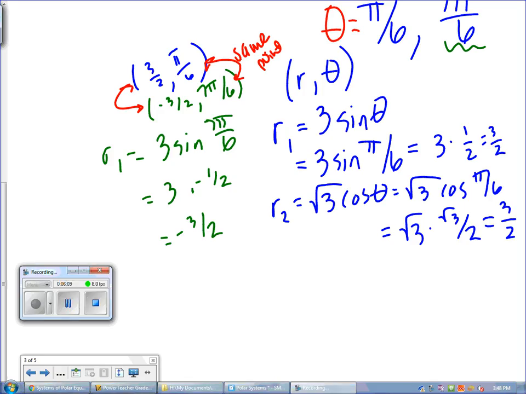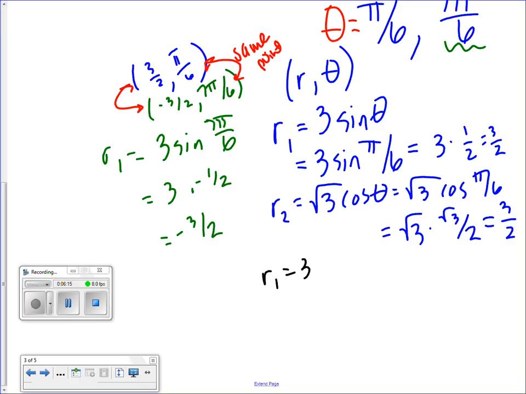So I know that at the pole, the radius is 0. So my first equation was 3 sine theta, and I'm going to check the pole. This is step 4. And at the pole, the radius is 0.